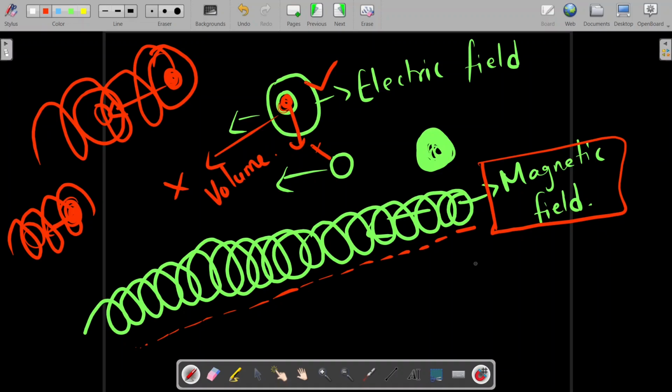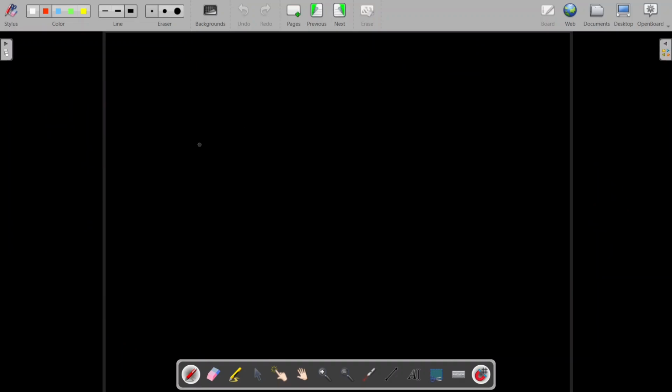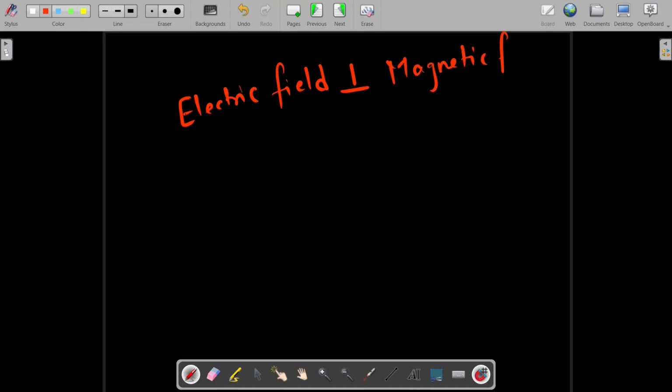Okay, here the electron moves in this direction, which means the field will be around this, perpendicularly. So the electric field is perpendicular to the magnetic field. And now we have learned how this magnetic field comes due to change in electric field.